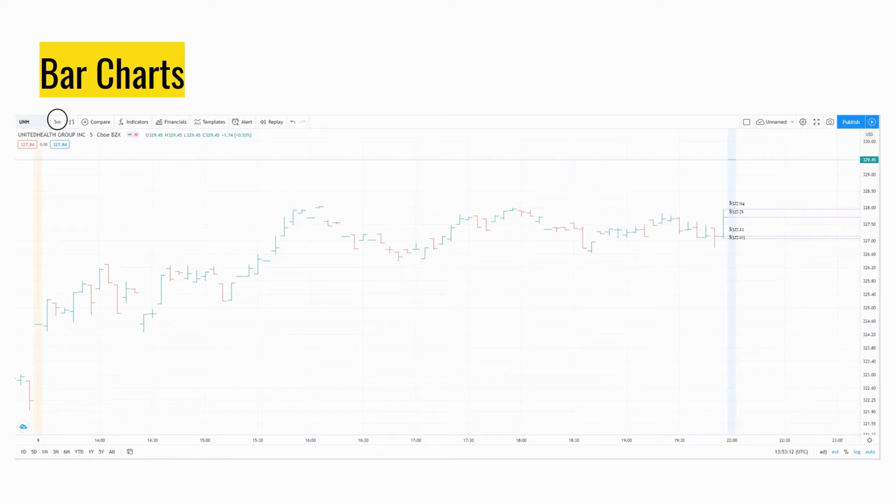The point at which the price is lowest is the low of the bar, and in this case it was $327.03. At the end of the 5-minute time frame, the price was $327.71, and this is represented by the close of the bar, or the right tick of the bar, and then this process starts all over again.